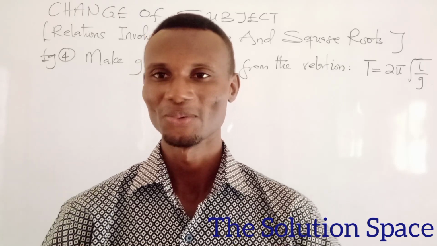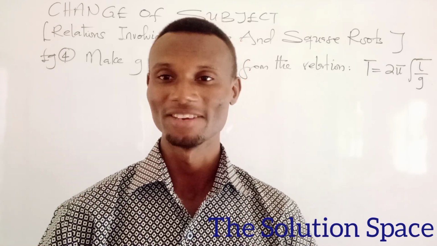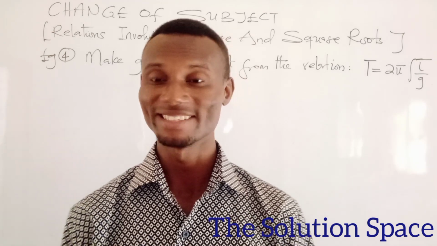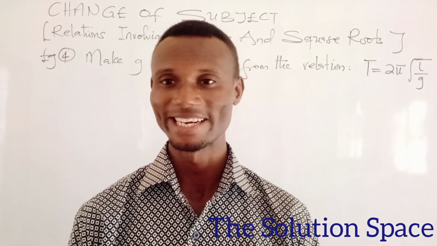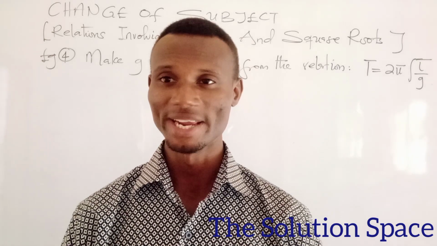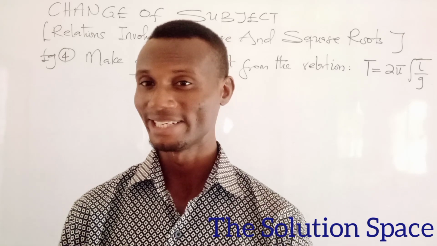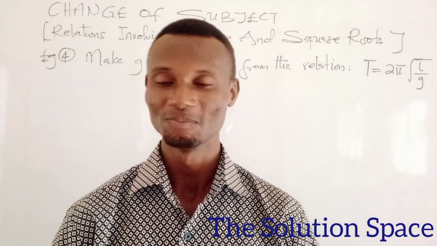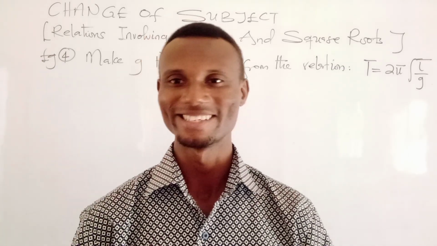Hello once again. Welcome to example 4 on the relations involving square and square root under the change of subject that I started with you in the previous videos. In the previous videos, we started learning about an aspect of the change of subject, and that is relations involving square and square root, and we've done a detailed explanation on it and solved many examples on it as well. I hope you understood it and you enjoyed the lesson as well.